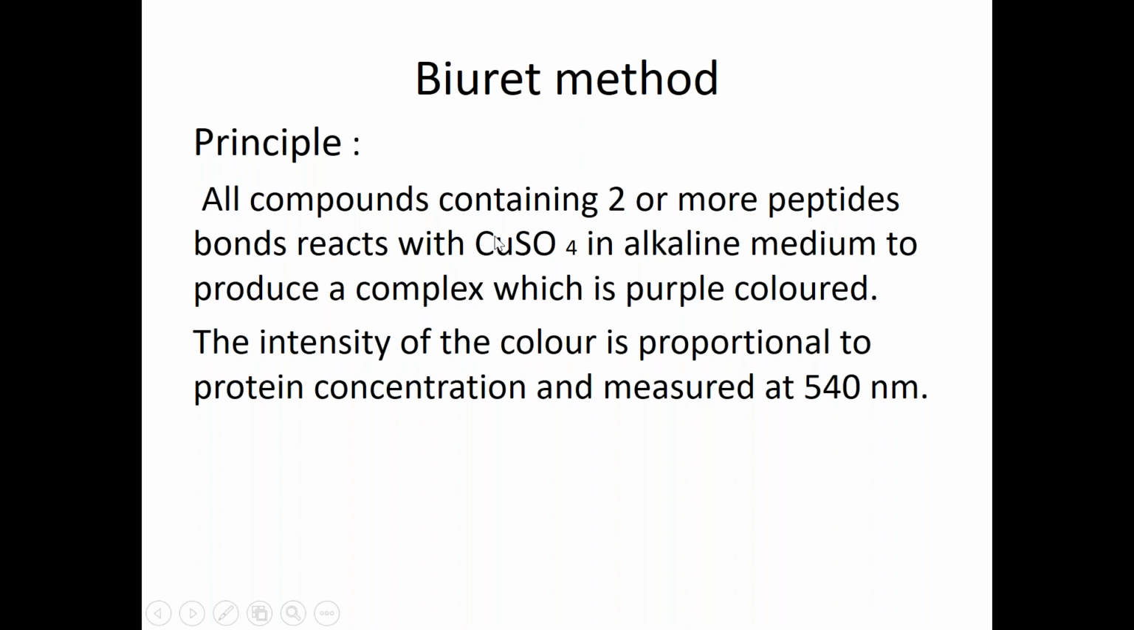So when a protein has peptide bonds, automatically this protein will contain two or more peptide bonds. This will react with copper sulfate to give a purple color complex. And the intensity of the color is directly proportional to the concentration of the protein. When the concentration of the protein is more in the solution, the intensity of the color will be more. And after this color complex formation, the color is measured at 540 nanometer. Okay, so this is the principle of the biuret method.